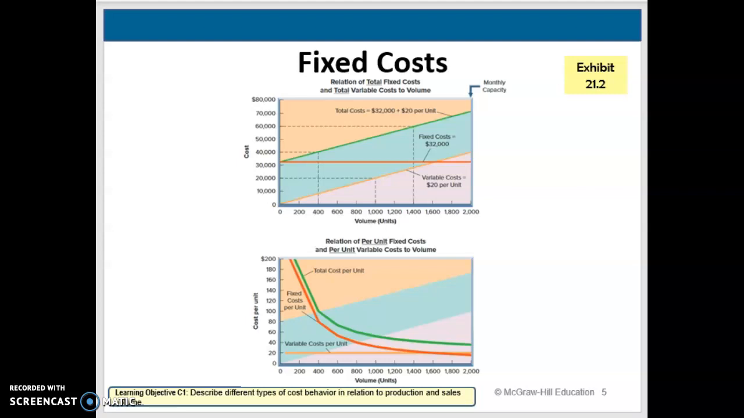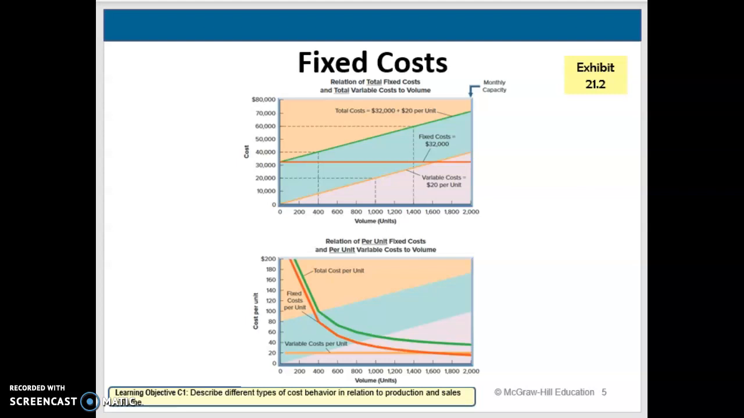An example that they show here is $32,000 in monthly rent that's paid for a factory building. They pay that $32,000 every month, and it doesn't matter how much they make. They could run for an hour a month. They could run for 160 hours a month. They could run for 300 hours a month. The amount of rent they pay has no bearing on that. So the rent is the same every month, no matter what the level of output is. That is why it's called a fixed cost, because it doesn't change.